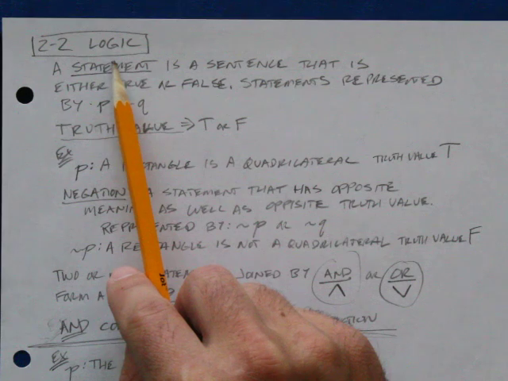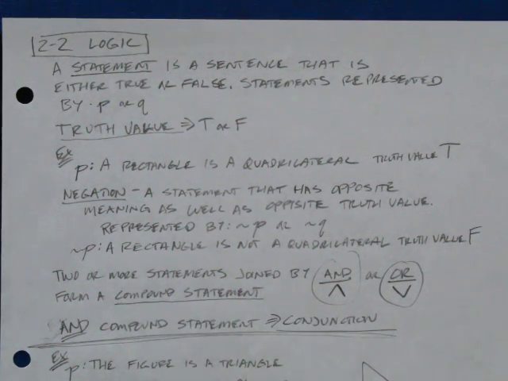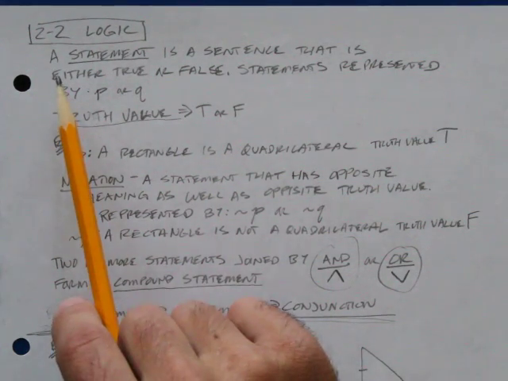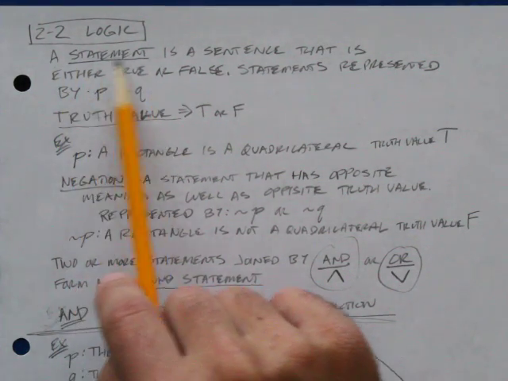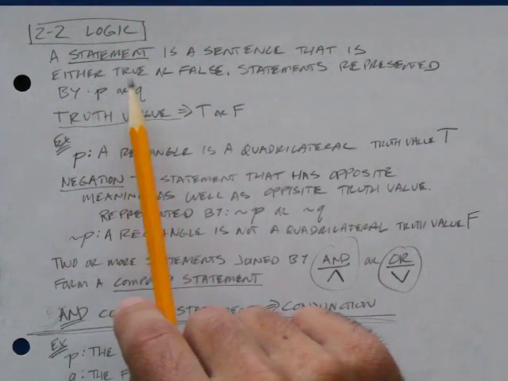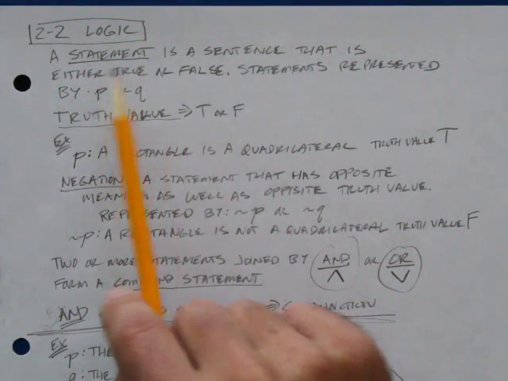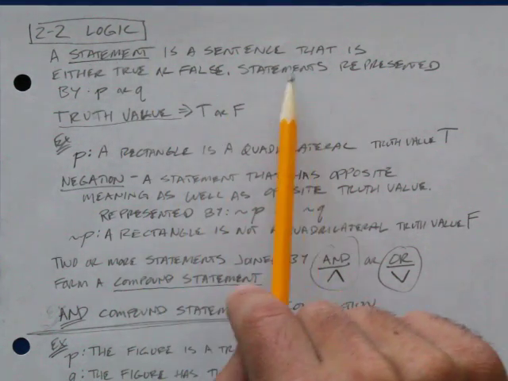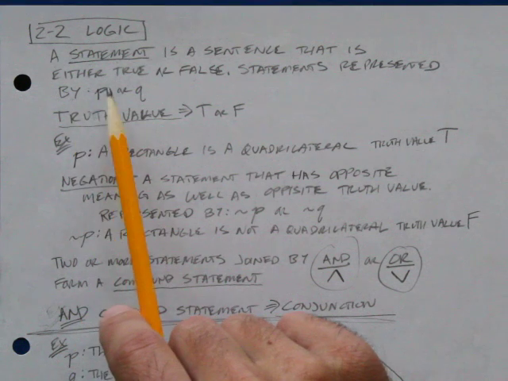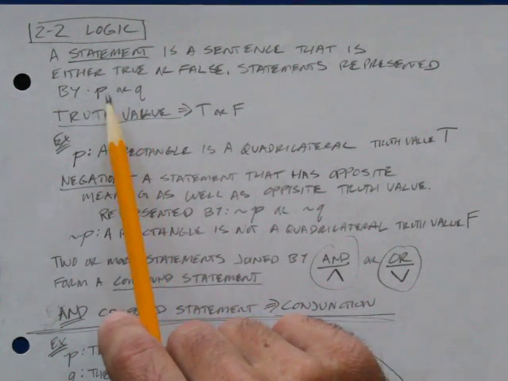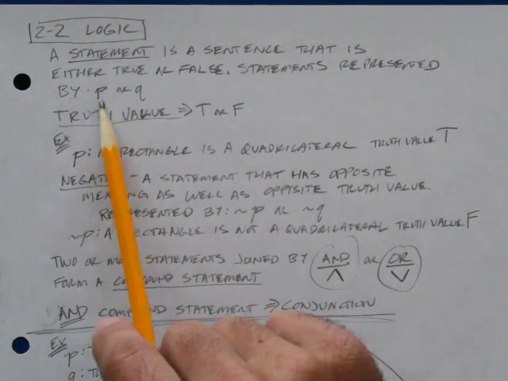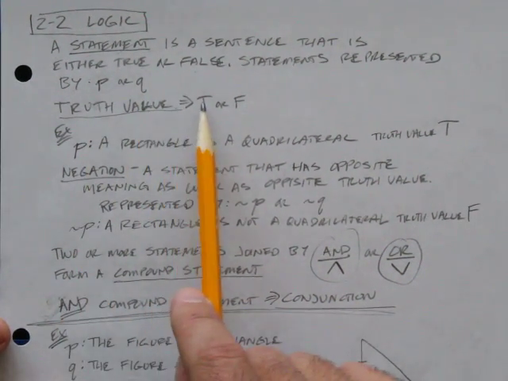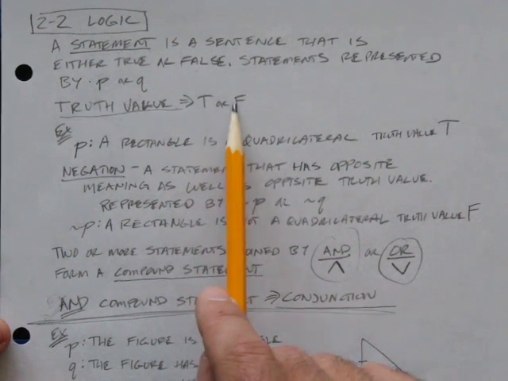So 2-2 is logic. There's a lot of writing here, so go ahead and pause as you need to. A statement is a sentence that is either true or false. So you make a statement, the statement is either true or false. Statements are represented by P or Q. So I might have a statement that is P, and the truth value is T or F, true or false.